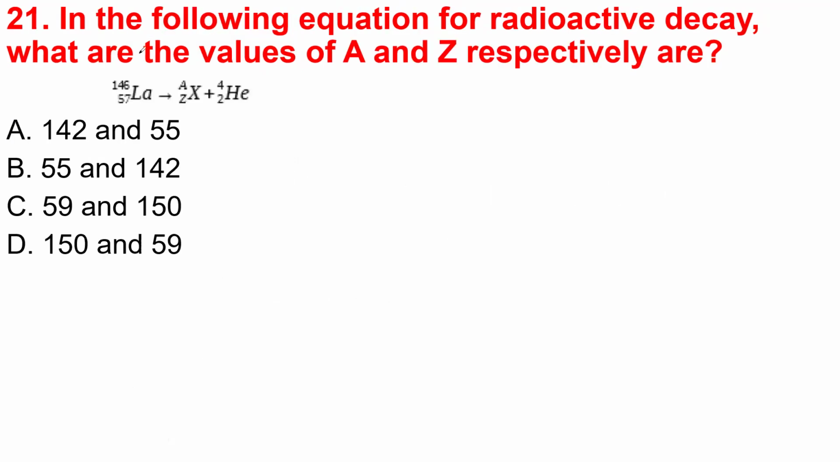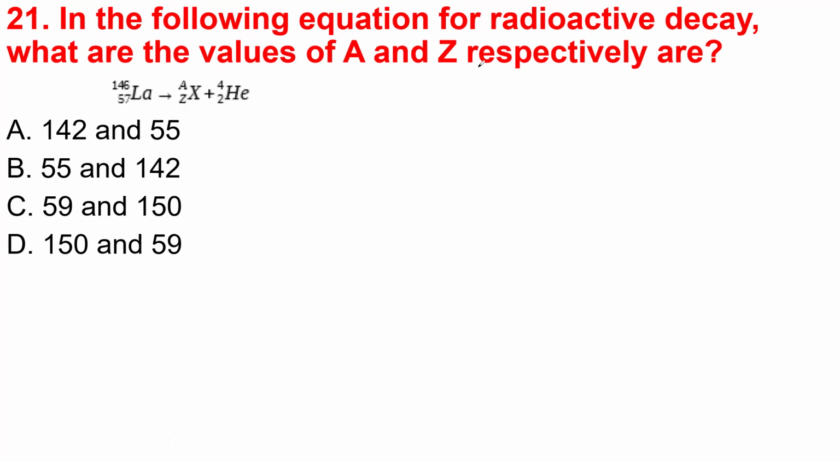So let's now move to another question, question 21. In the following equation for radioactive decay, what are the values of A and Z respectively? We're given an element here, lanthanum, with a mass number of 143 and atomic number of 57. And of course, it breaks down. This is nuclear fission, where a large nucleus breaks down to produce smaller ones.